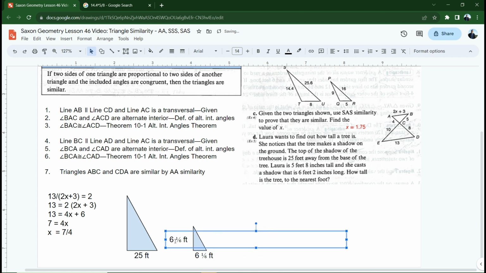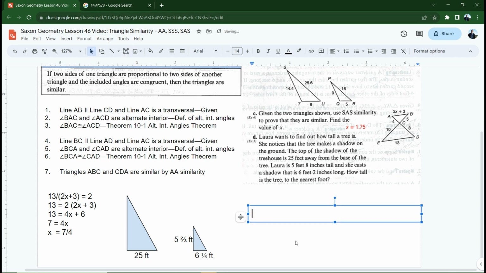Her height is 5 feet 8 inches. So we're going to say that she is 5 feet and 8 inches, that's 8/12, so 2/3 of a foot, 5 and 2/3 feet. Now, if these are proportional, the proportion we're working with here is, and this is going to be our y value. We're going to make this the variable y. So we'll say 5 and 2/3 compared to y equals 6 and 1/6 compared to 25.